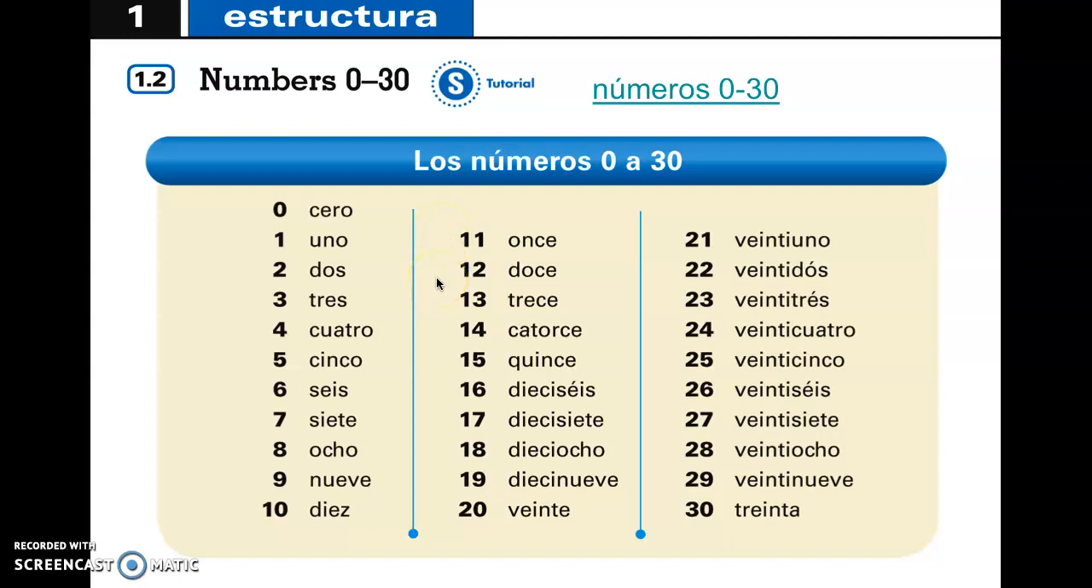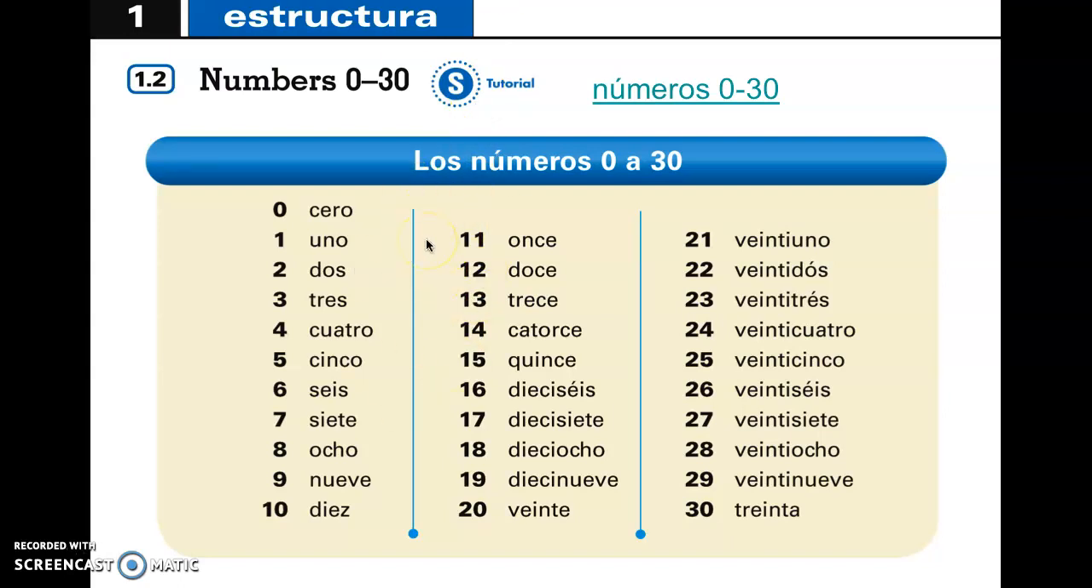A ver, 11, 12, 13, 14, 15, 16, 17, 18, 19, 20. Great.